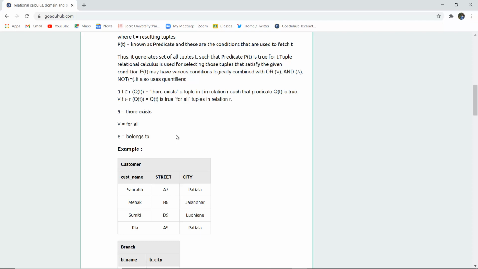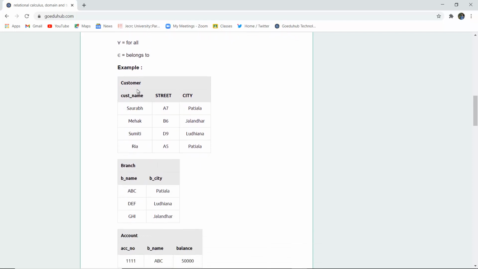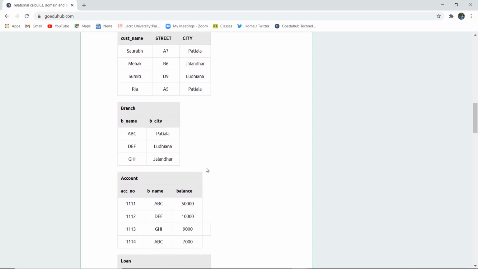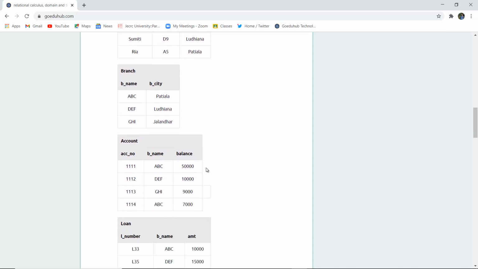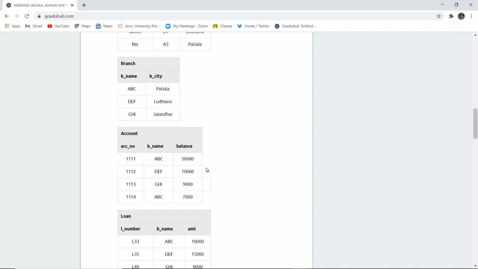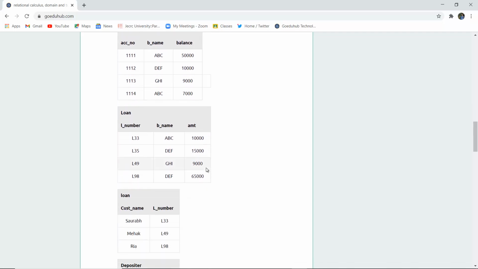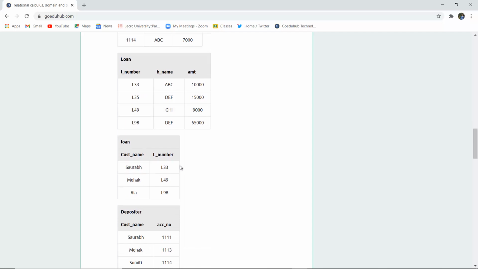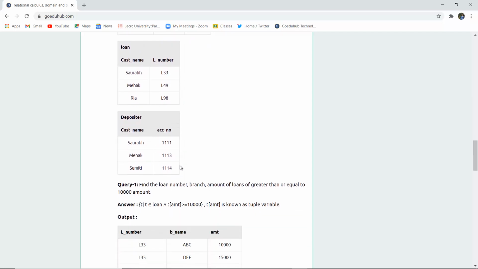Here is an example of a customer table having the fields customer name, street and city. Customer name has values such as Saurabh, Mehak, Sumiti and Riya, and their street and addresses. Similarly, there is a branch table having branch name and branch city, an account table with account number, name and balance, and a loan table with loan number, name and the amount of the loan. Similarly, there are the borrower table, with customer name and loan number, and the depositor table, with customer name and account number.